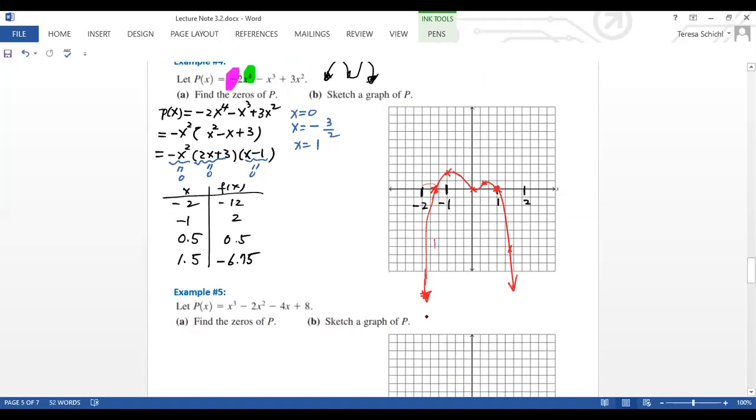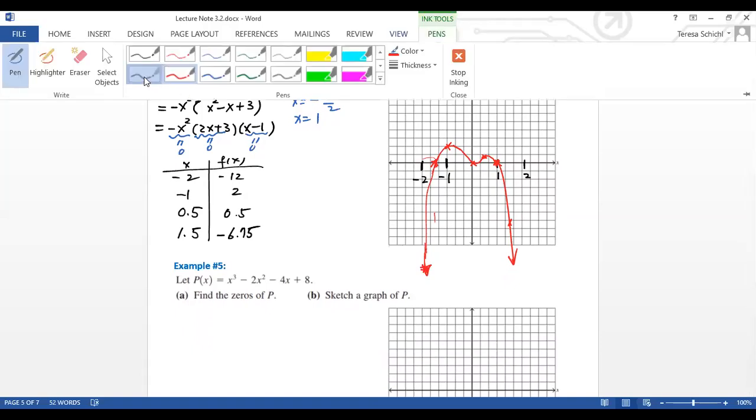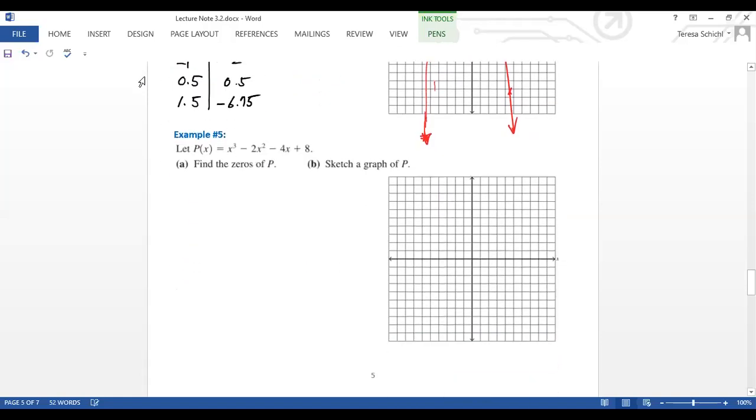Okay, so now let's do other ones here, all right? The other ones here, we did a lot. So I think we should be very good at those types of problems here. So let's take a look at this one.